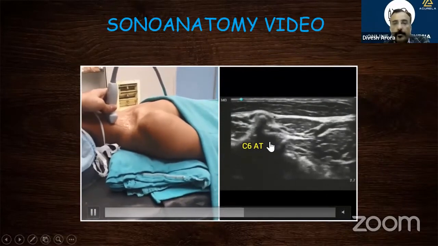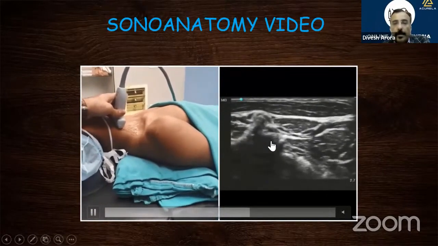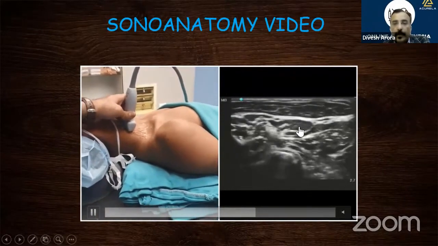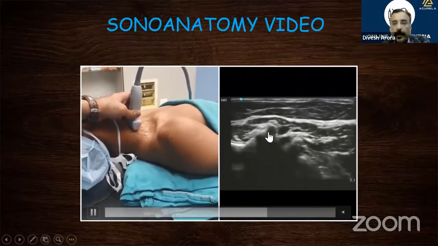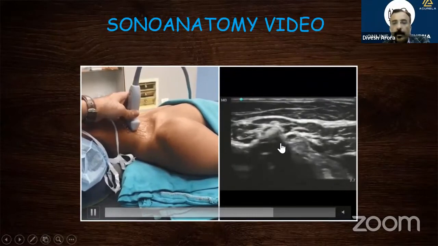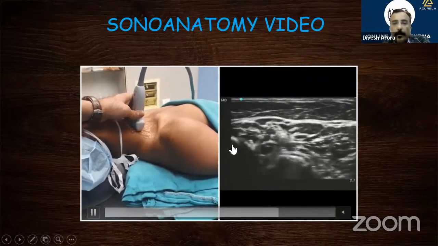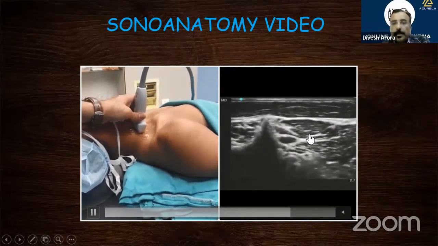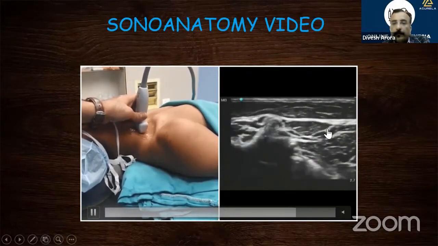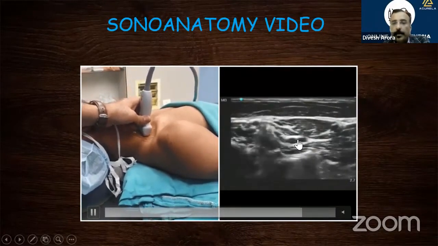Okay, as you can see for yourself. As I move a little more cranial, the C5 nerve root will be diving inside. Here you can see the anterior and the posterior tubercle are almost equal size. Then I begin to slide my probe again back towards the clavicle. You see C5, C6 coming out.